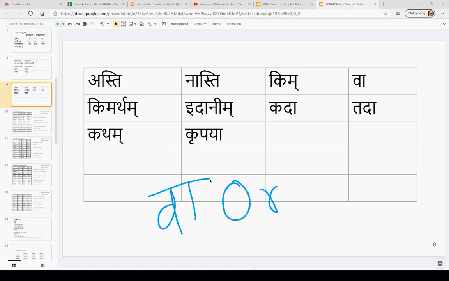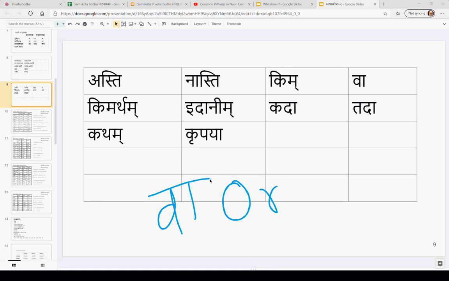So if I want to say adya vargaha bhavati, I want to ask the question, is there a class today? Or is the class going to happen today? So instead of asking adya varga bhavati va, it is better, or correct, to ask adya varga bhavati kim. This va is not used like that in proper Sanskrit. Nowadays the va has become the question mark, which is not correct.